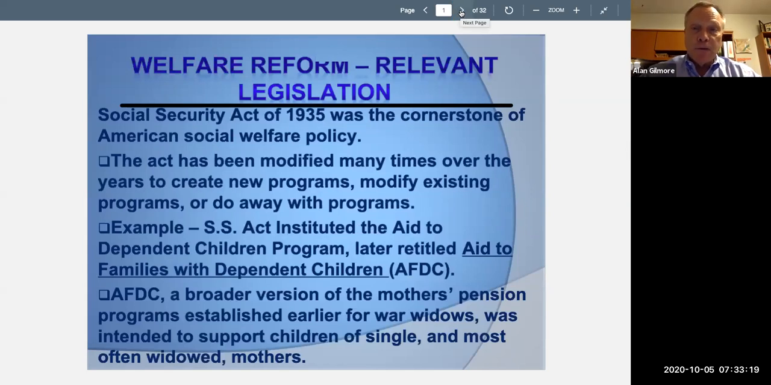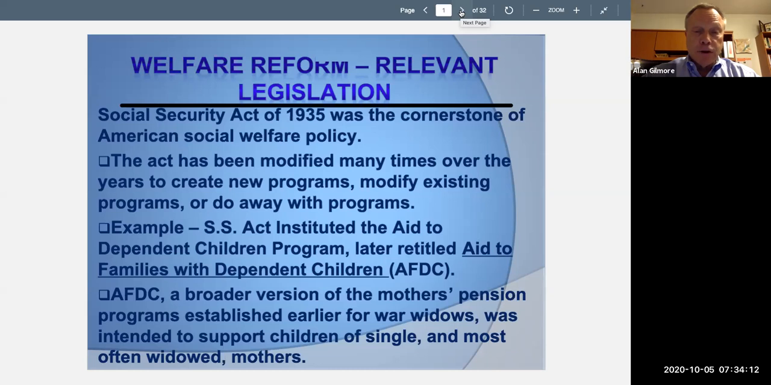Continuing on the discussion of welfare reform and particularly relevant legislation, really the first place we ever saw any policy effort at trying to address poverty was with the Social Security Act of 1935. This act has been modified many times over the years to create new programs, to modify existing programs, or to do away with programs. As an example, when the Social Security Act of 1935 was initially implemented, one of the components of it was the Aid to Dependent Children's Program, and it was later retitled Aid to Families with Dependent Children, or what was referred to as AFDC.